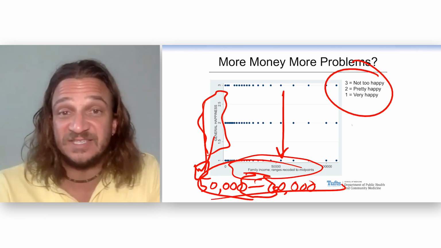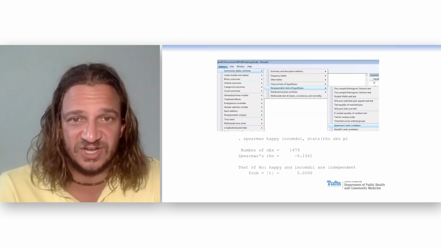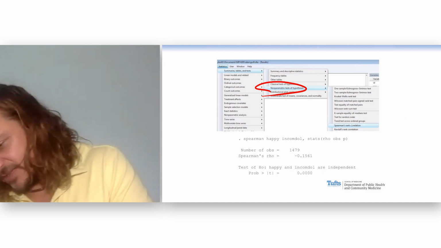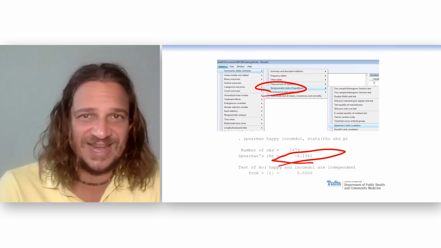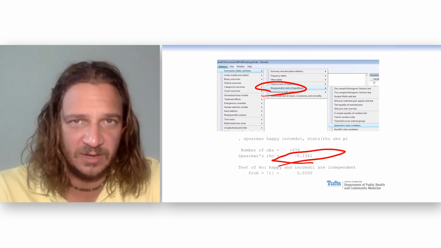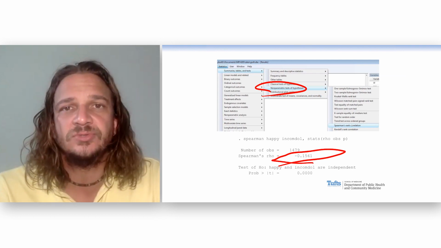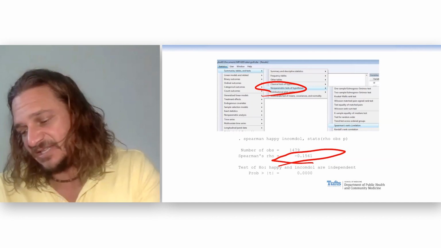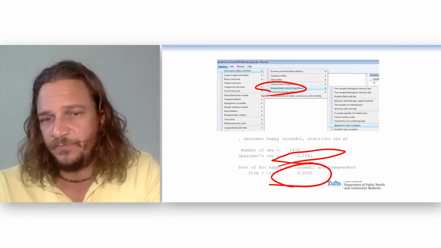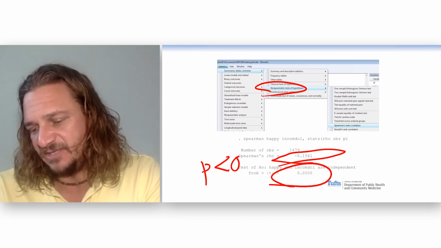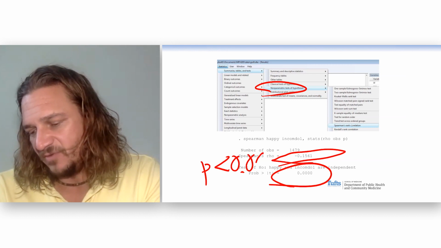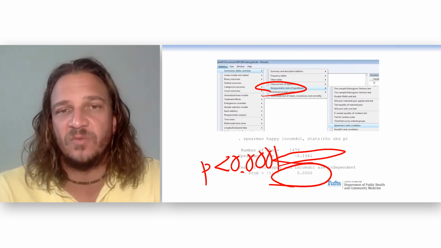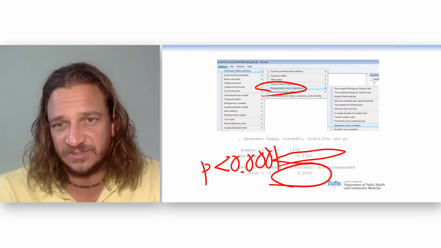Well, we can run this Spearman correlation coefficient. Again, it's one of these non-parametric tests on data. And we get this value. And it says there's a negative correlation between money and happiness, which is a little counterintuitive. It's not that strong, negative 0.15, but it is statistically significant, P less than 0.0001. The negative correlation between income and happiness.